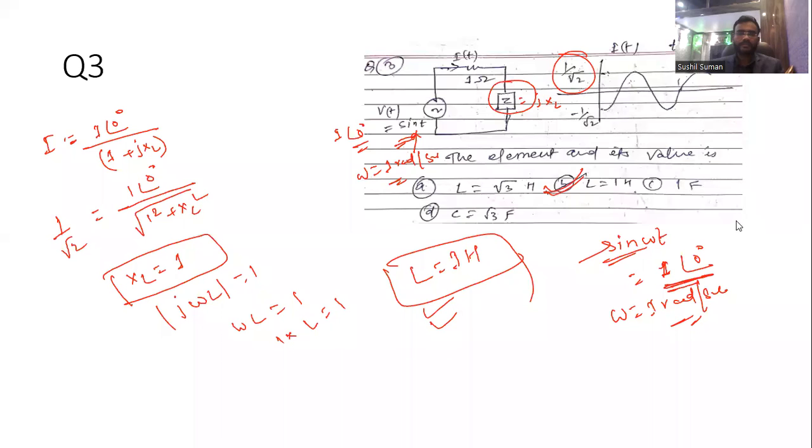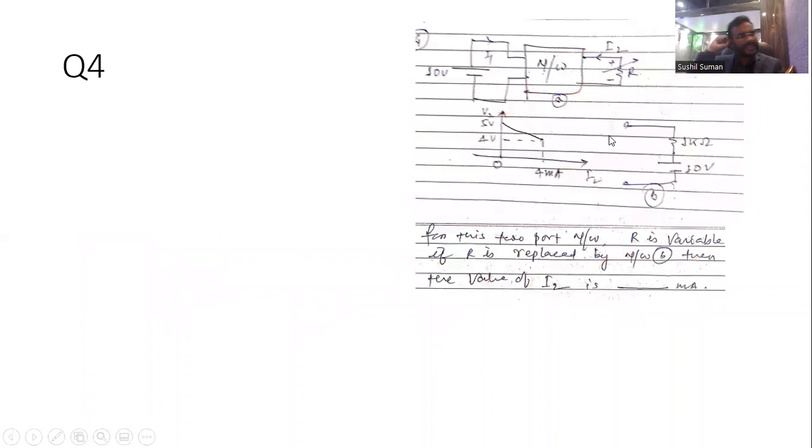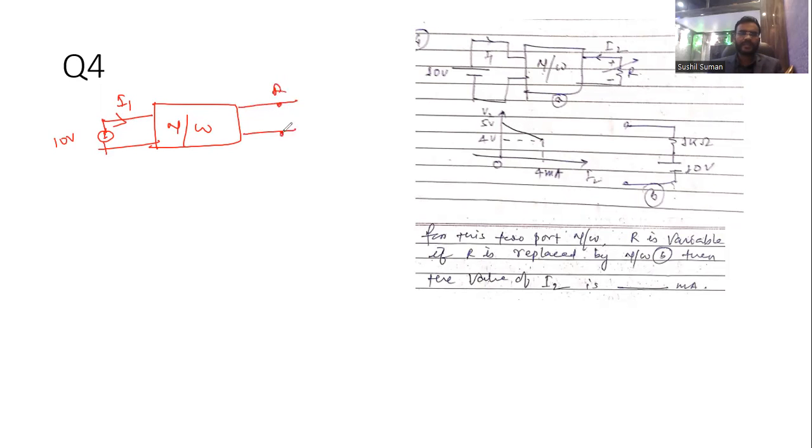Now next. Next is one of the best questions of network theory. The question is like this. This is your two-port network. For this two-port network, this current is I1, and you give it a 10 volt potential. Let's say this is the AB network, and this R is variable. This current is I2, this potential is V2, and this potential is V1.